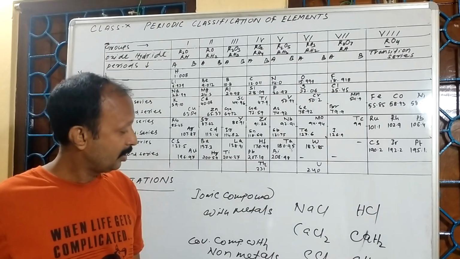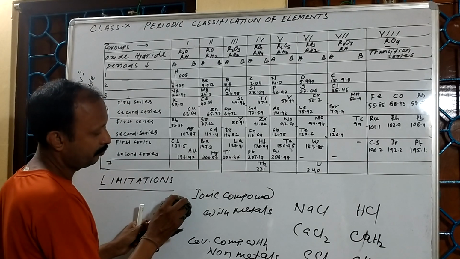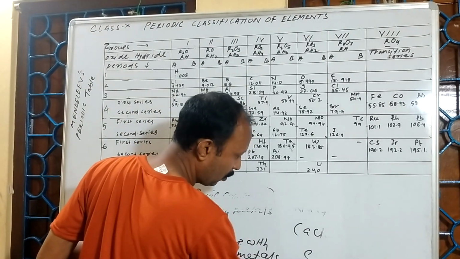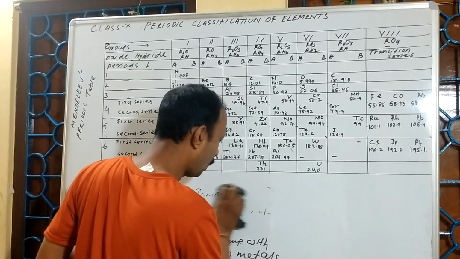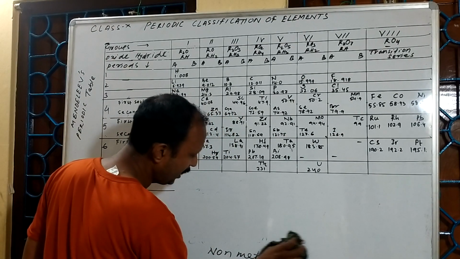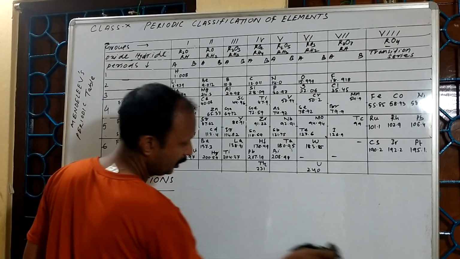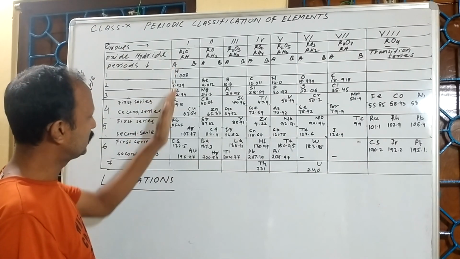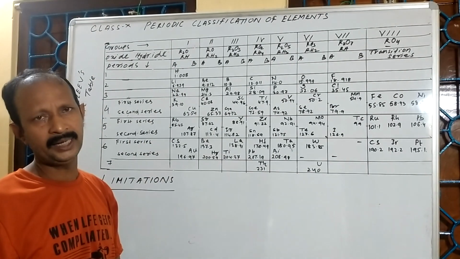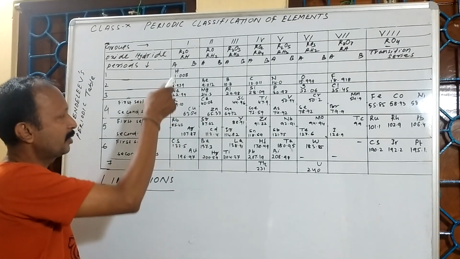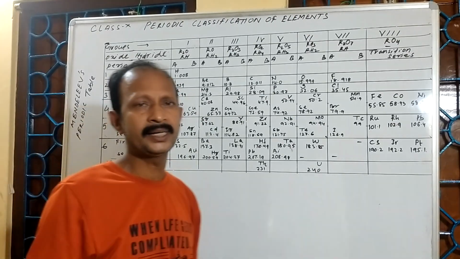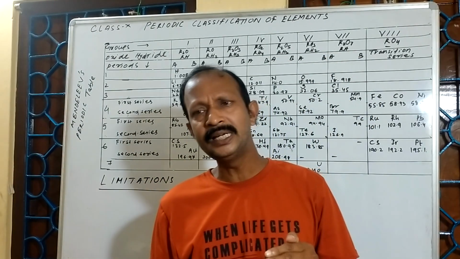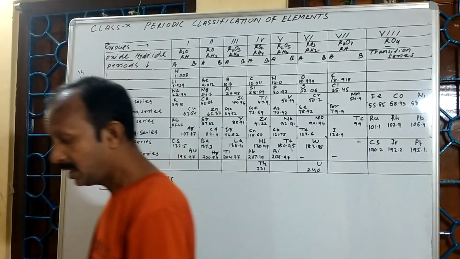So it was difficult to propose the proper place for hydrogen. So the position of hydrogen was not decided in Mendeleev's periodic table. Though it is placed here, all its properties do not match the alkali metals, because all of those are metals but hydrogen is a non-metal. So the position of hydrogen in Mendeleev's periodic table is not decided. Second drawback.